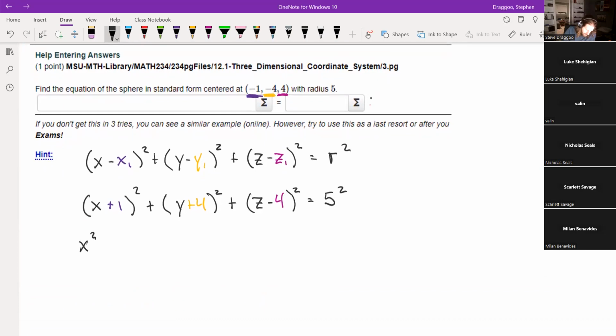I'm going to get x squared plus 2x plus 1, plus y squared plus 8y plus 16, plus z squared minus 8z plus 16. All that's equal to 25.